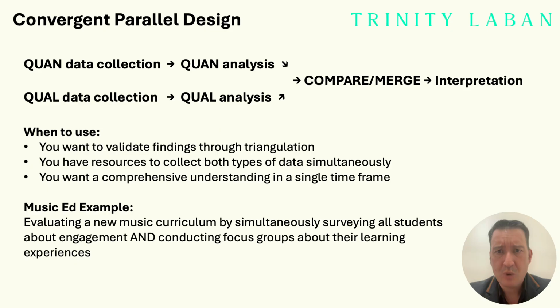This design requires resources to collect both types of data simultaneously. You're going to need to have access to your participants for both things like surveys and interviews. It's also analytically demanding because you need to be competent in both traditions before you're ready to integrate them. So, this is convergent design, both strands happening simultaneously, each contributing differently, but in complementary ways to your insights.